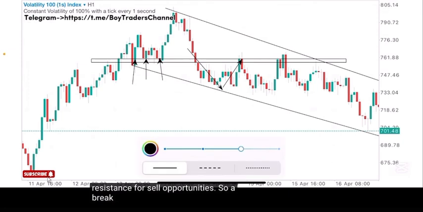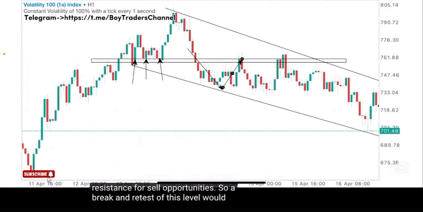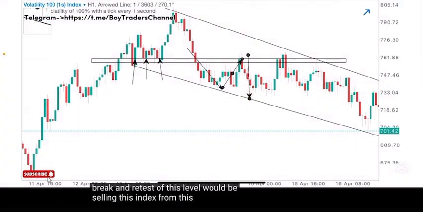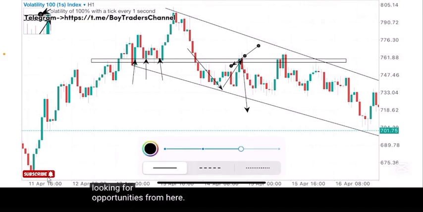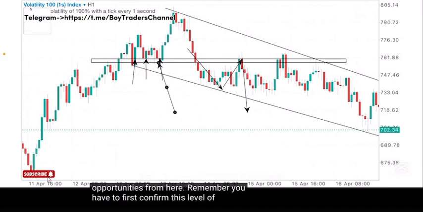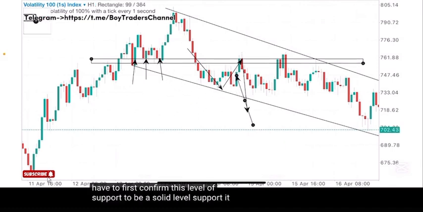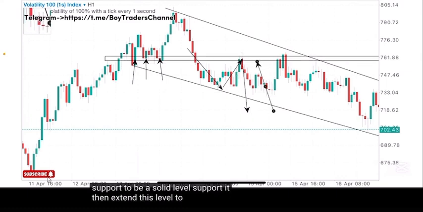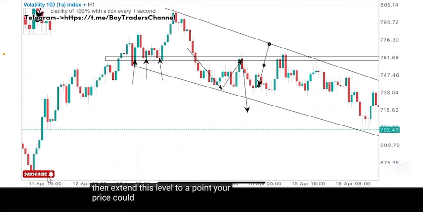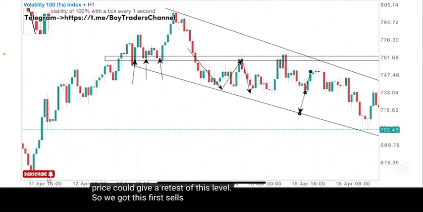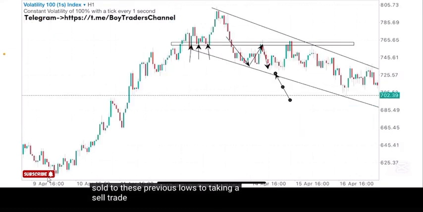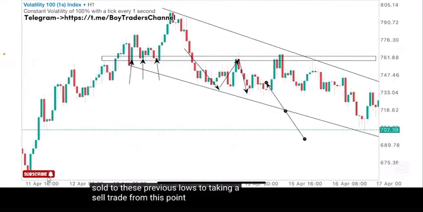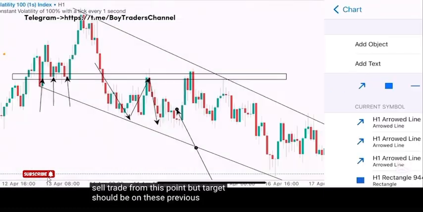So a break and retest of this level would be selling this index from this point, looking for sell opportunities from here. Remember, we have to first confirm this level of support to be a solid level, spot it out, then extend this level to a point where price could give a retest of this level. So we got these first sells where price sold to these previous lows. So taking a sell trade from this point, your targets should be on these previous lows.